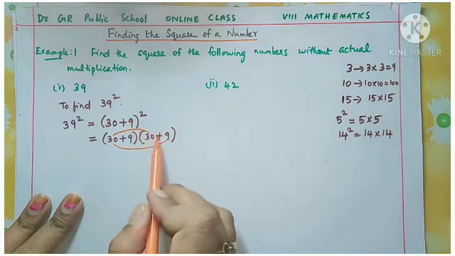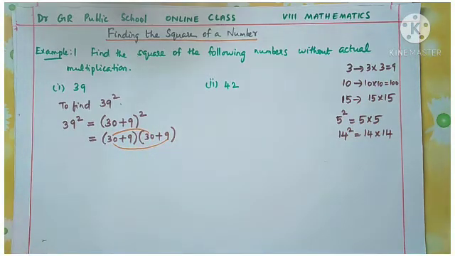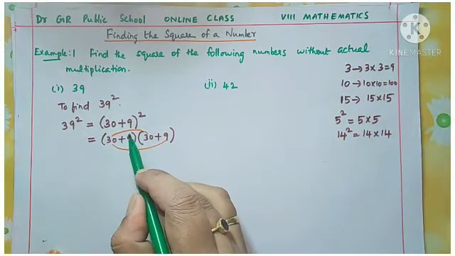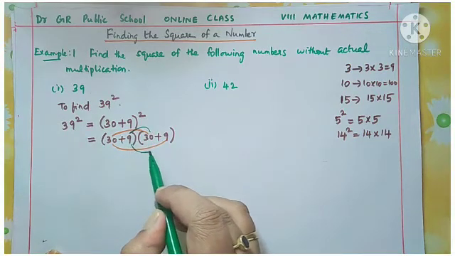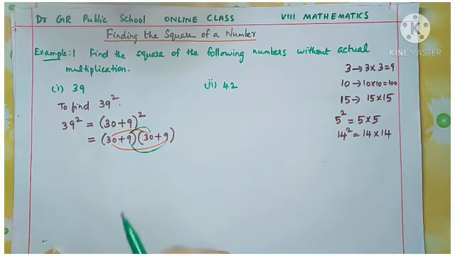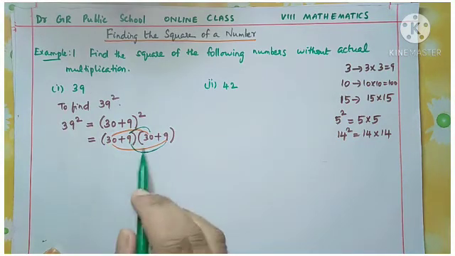then this 30 multiplied by 9. Okay, so this is the first thing. Then the second number 9 will be multiplied by 30 and then 9 multiplied by 9. That is the method to eliminate the bracket.